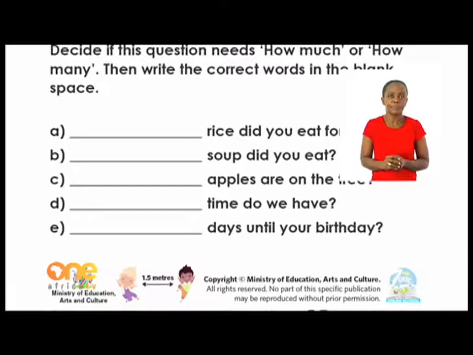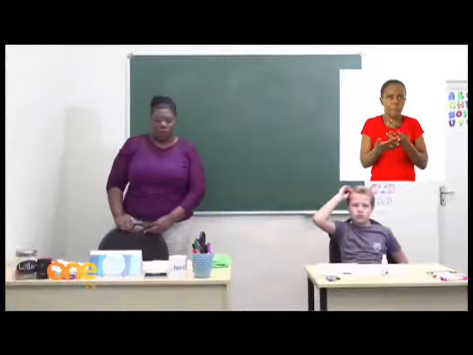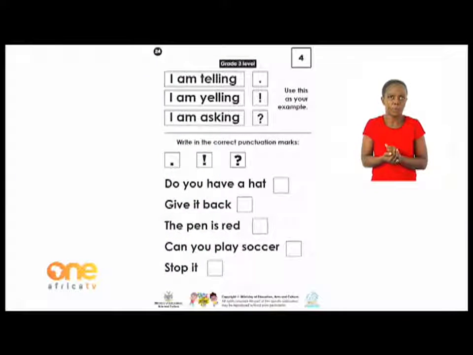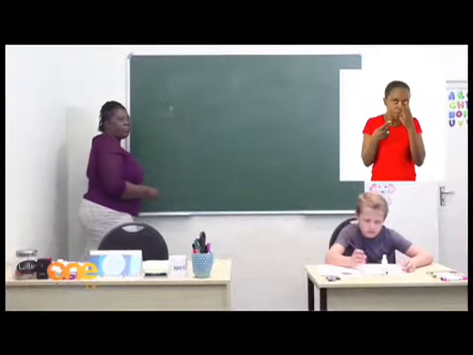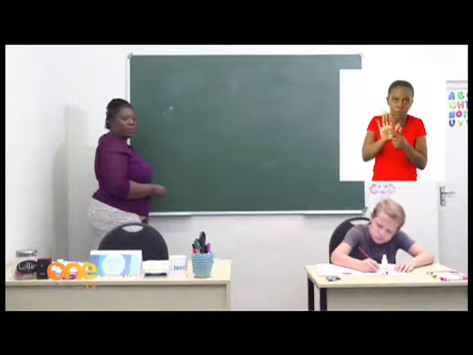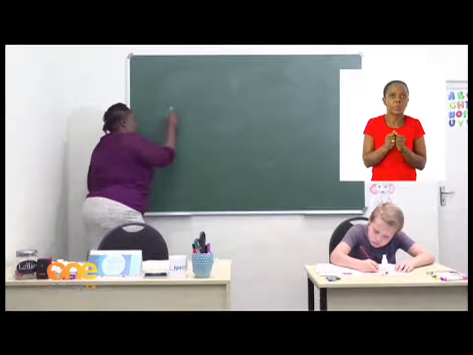Let's turn to the next page, page 24, where we have punctuation marks. There are 3 types of punctuation marks that are there. The full stop. Can we all see the full stop? Point to the full stop in your book. The exclamation mark.